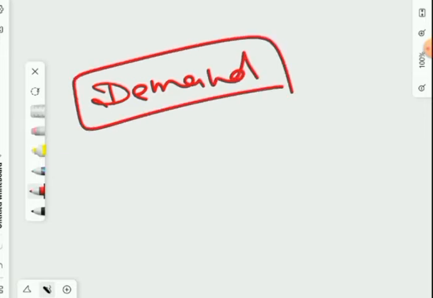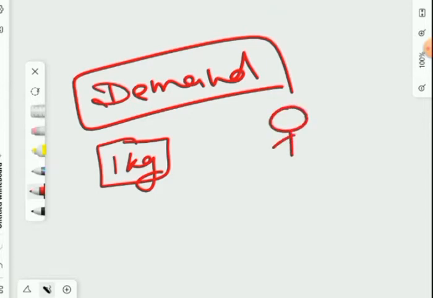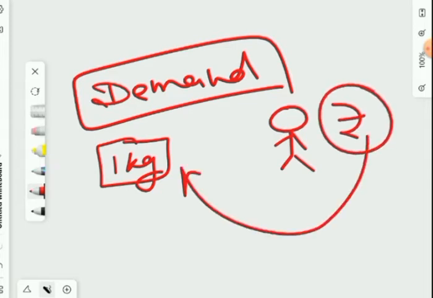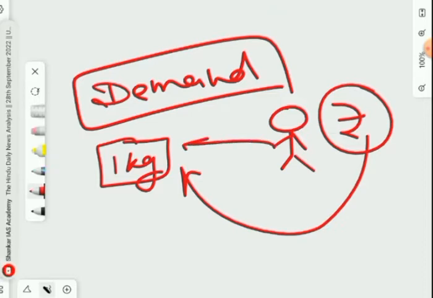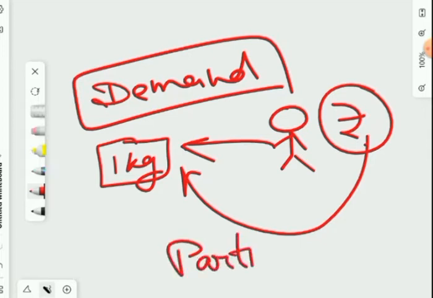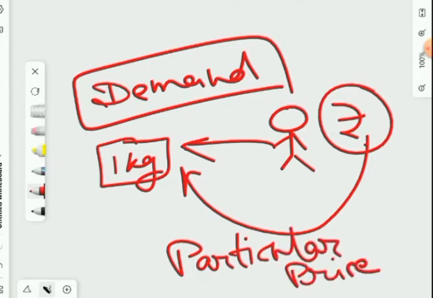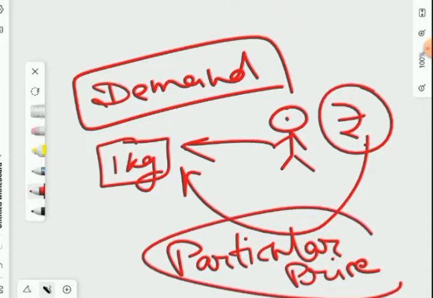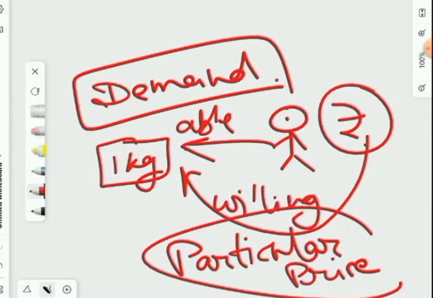So demand can be defined by quantity of a commodity which an individual is able, so that he has money, so he is able to buy that commodity and he wants to buy that commodity. He is also willing to buy this commodity. He is able and willing to buy this commodity at a particular price. Not at extremely high price, but at a particular price. This individual is able and willing to buy this commodity. This creates demand in the economy.